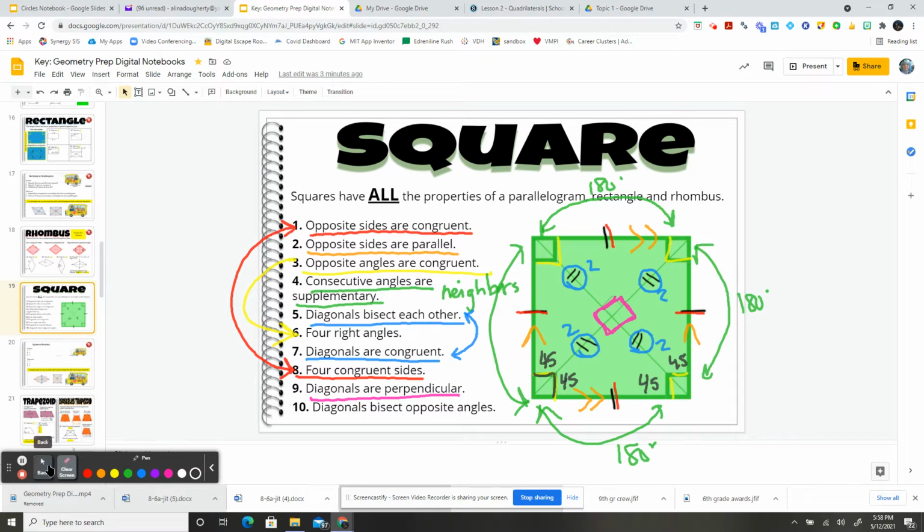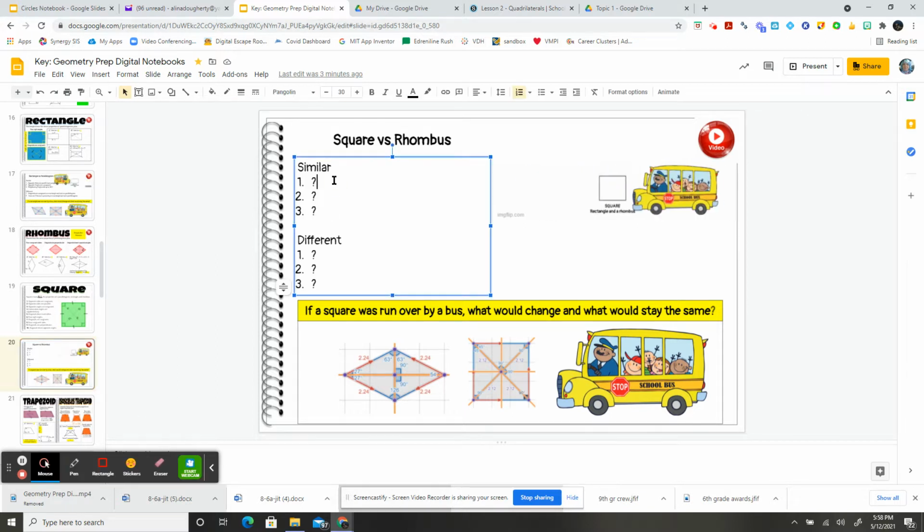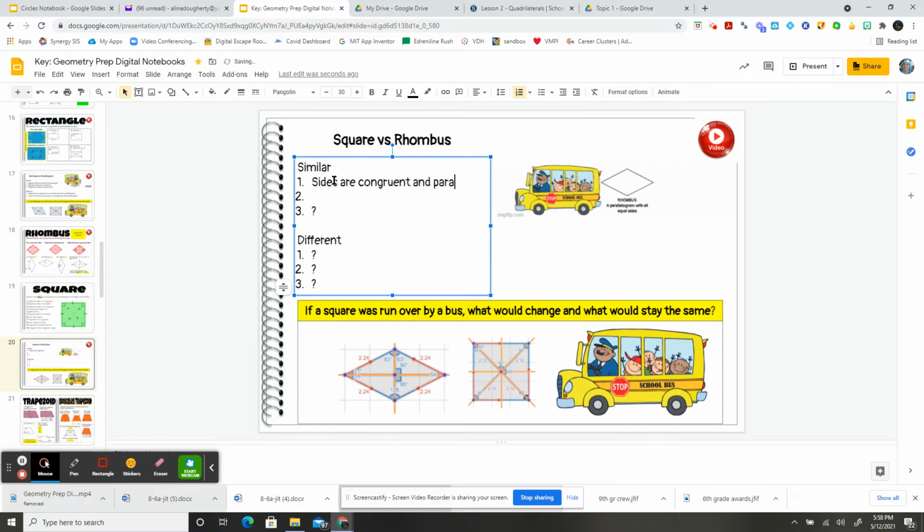So now that we've talked about the square and we've talked about a rhombus, let's go to this slide and, gotta get my eraser, see if we can compare them. So what's similar between a square and a rhombus? Well, let's type it out. Sides are congruent. All 4 sides of a square are congruent. All 4 sides of a rhombus are congruent. Opposite sides are congruent and parallel, right? And parallel.